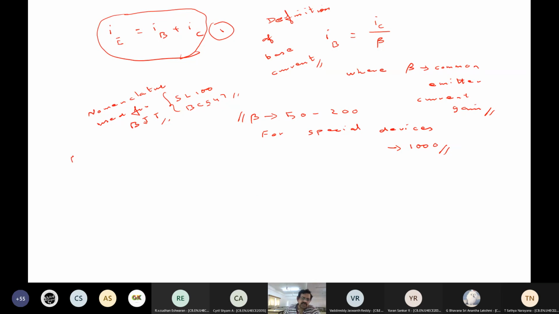And base, as I told you, base current is going to be extremely small. Okay, this can be small only when, so that the common emitter current gain is very high, only when base is thin and base is lightly doped.